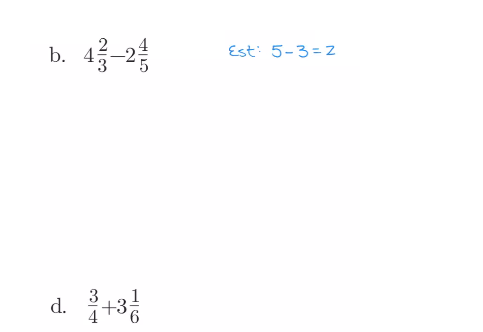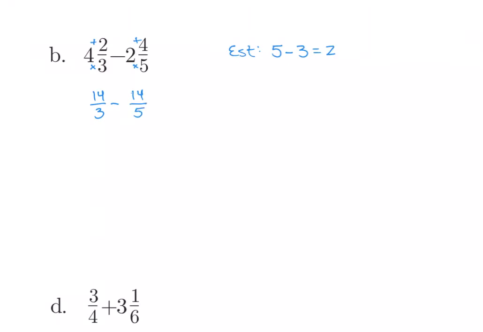All right, so now let's go ahead and convert to improper. For our exact answer, 3 times 4 is 12, plus 2 is 14 over 3, minus 5 times 2 is 10, plus 4 is 14 over 5.